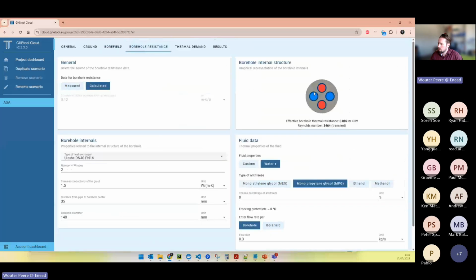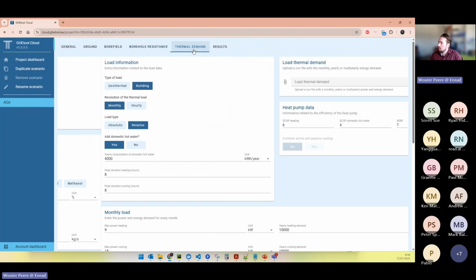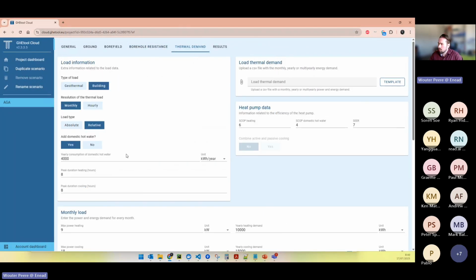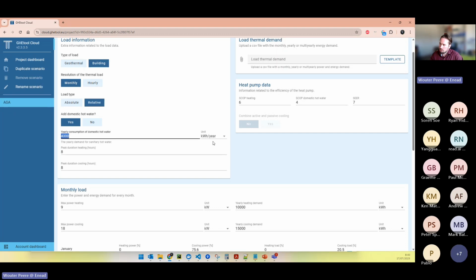I will use a double DN40, PN16 with our thermal conductivity. We use 0% of antifreeze. It does not matter which antifreeze because there is 0%. And for our thermal demand, we said we have 4,000 kilowatt hours per year in domestic hot water, and we have here our cooling and heating demand.